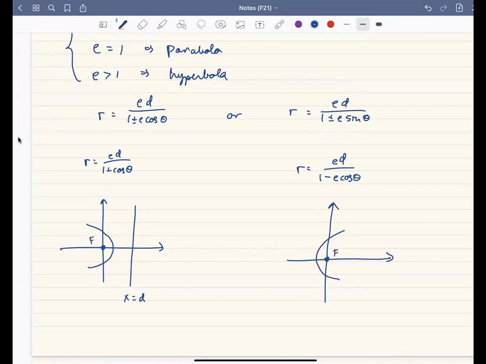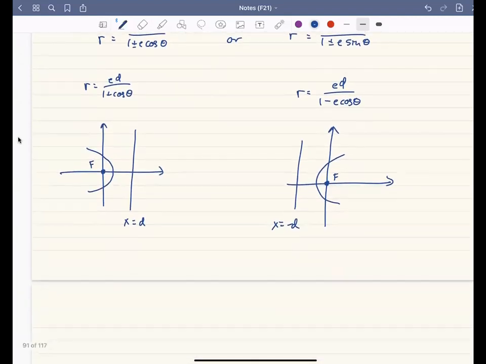So here, I should just mention that these curves all have a focus at the origin, 0, 0 in Cartesian coordinates. And then the directrix is going to be whatever this line is. We'll figure it out in a second. Okay, so here the directrix would be x equals minus d. So it's just a reflection over the y-axis.